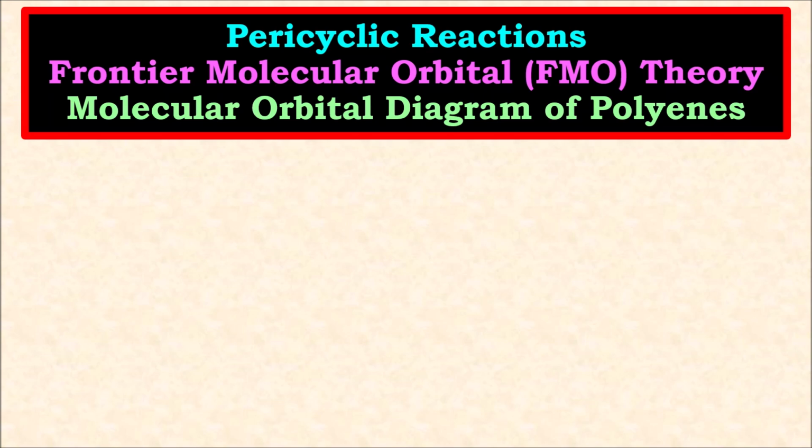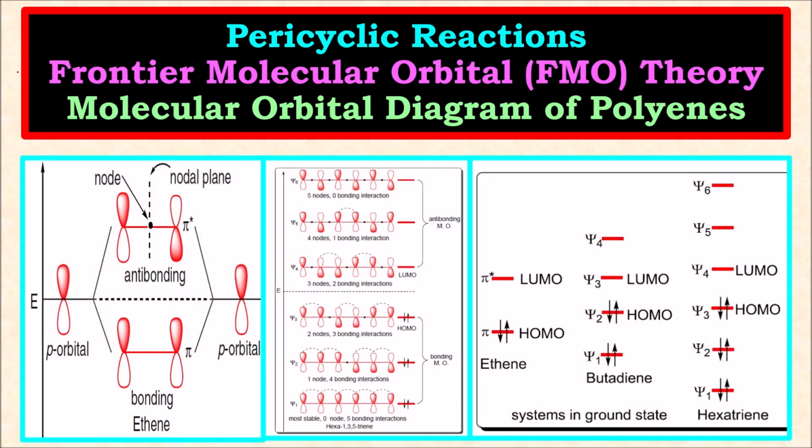So in this video we are going to learn how to draw the molecular orbital diagrams for polyenes, that is for ethene, for the compound having two double bonds, that is 1,3-butadiene, and 1,3,5-hexatriene. Okay, that is for the polyene system. We will see the frontier molecular orbital or FMO theory. Okay, this is very important to understand.